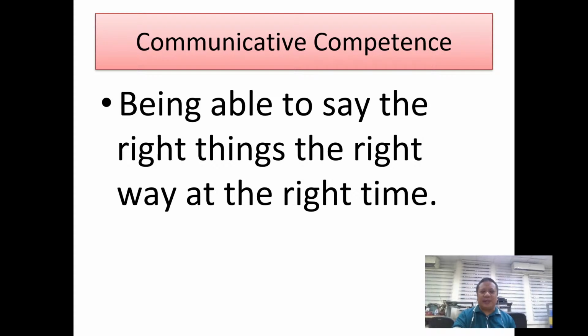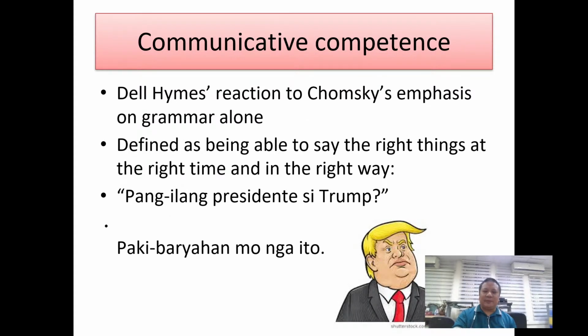Communicative competence means being able to say the right things the right way at the right time. Communicative competence was Hymes's reaction to Chomsky's emphasis on grammar alone. You see, Chomsky believed that if a language learner has learned the grammar, then he has learned the language. But according to Hymes, there are so many things about language, not just grammar.